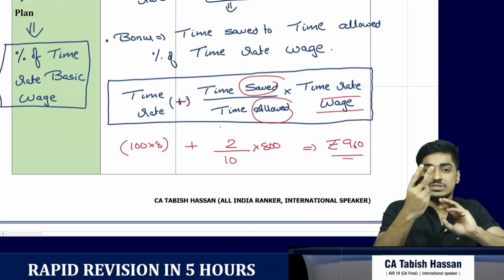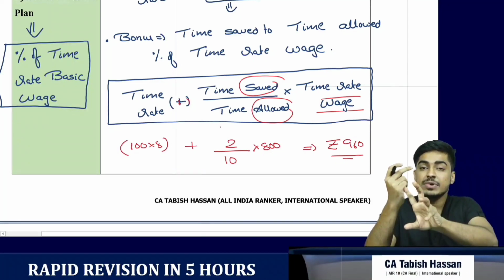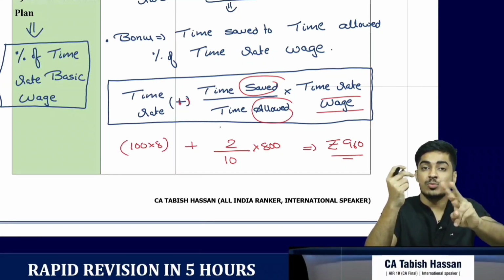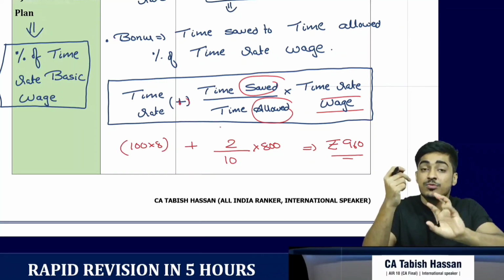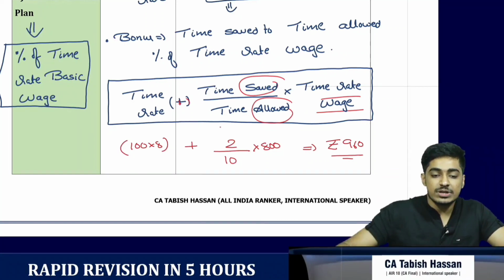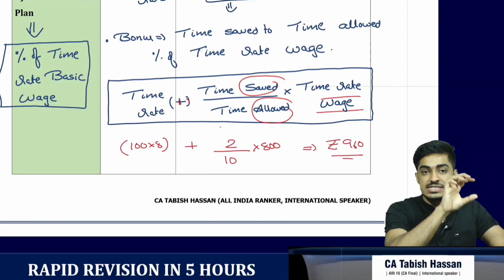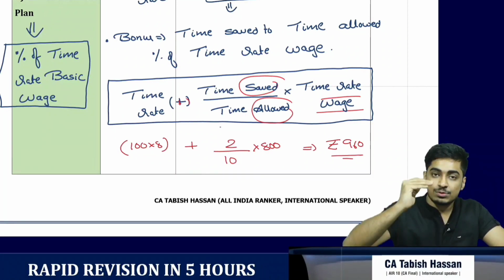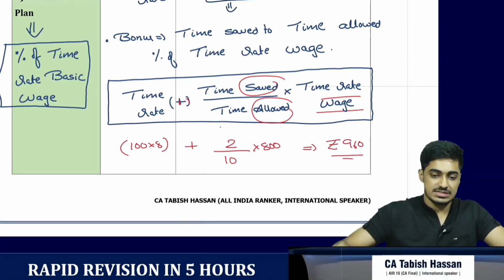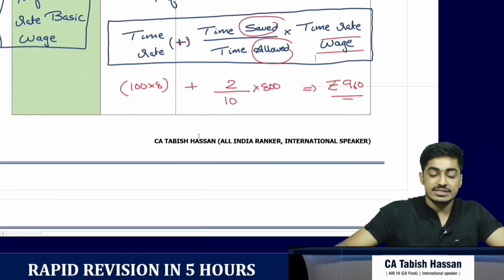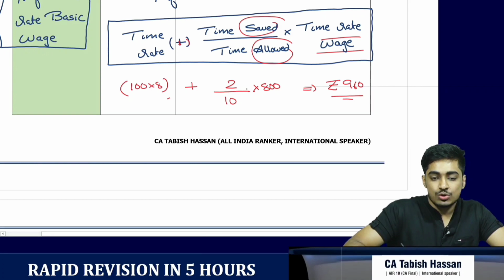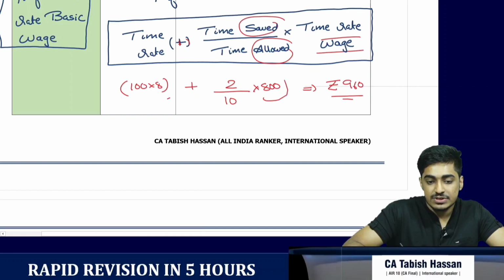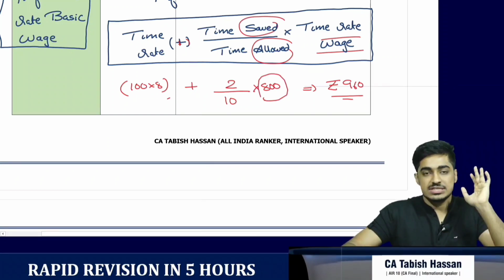He has saved 2 hours. That means of the basic wage, we pay him 2 by 10, that is 20%. Suppose in 10 hours, he has saved us 4 hours. So we pay him 40% of that. So that's how it works. So the formula is basic wage plus time saved to time allowed of basic wage. Clear? So in our same example, 8 hours he worked. So 100 into 8, plus 2 hours he saved out of 10 hours, 2 by 10 into 800 rupees, which is the basic wage.